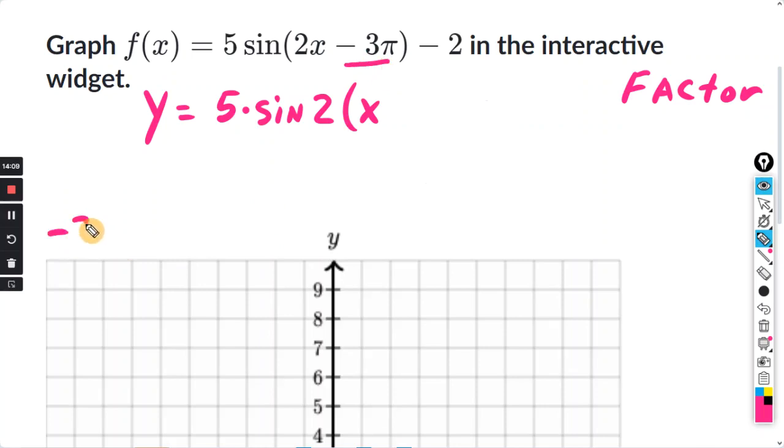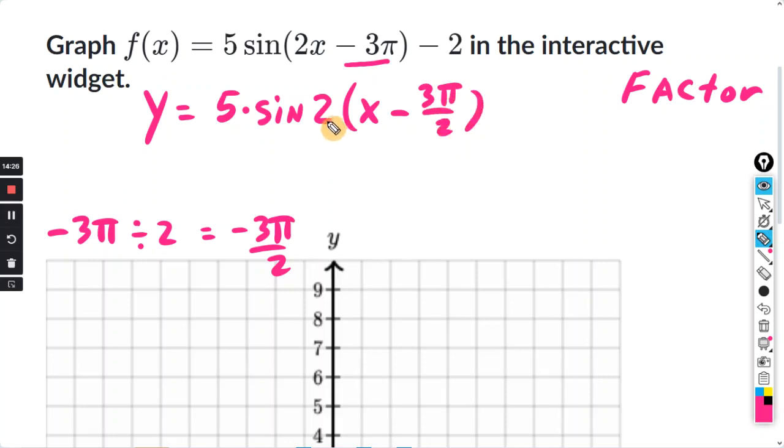If we did -3 pi divided by 2, well, that's just going to be -3 pi over 2. So that is going to go right here: -3 pi over 2, close parentheses. If you want to see if you did it correct, just distribute. 2 times x is 2x. 2 times -3 pi over 2, the 2's would cancel, and you would be left with -3 pi. We still have a -2 on the end. So that is going to be the factored form.